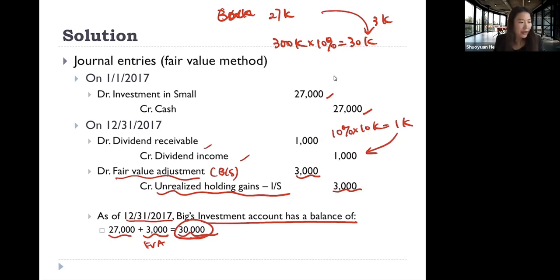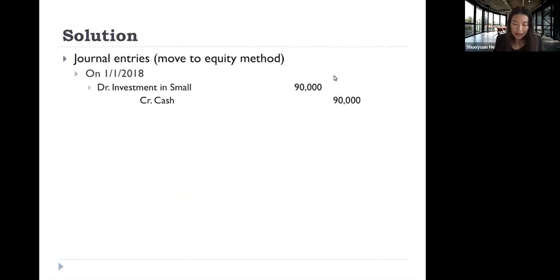And then in the year 2018, Big made another 30% investment in Small. So now we're moving to the equity method, 10% plus 30%. Now we have 40% ownership in Small. The journal entry associated with this initial investment is debit investment account, credit cash, for the amount paid by Big, which is 90,000.